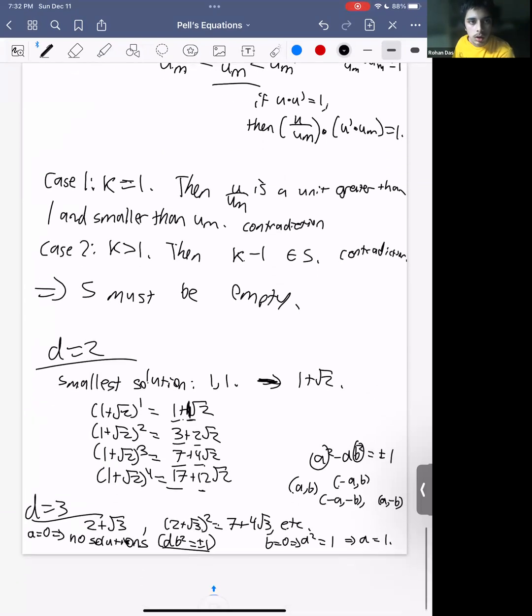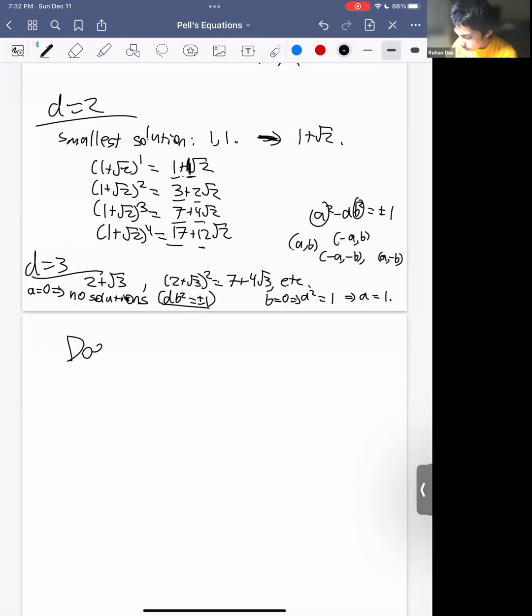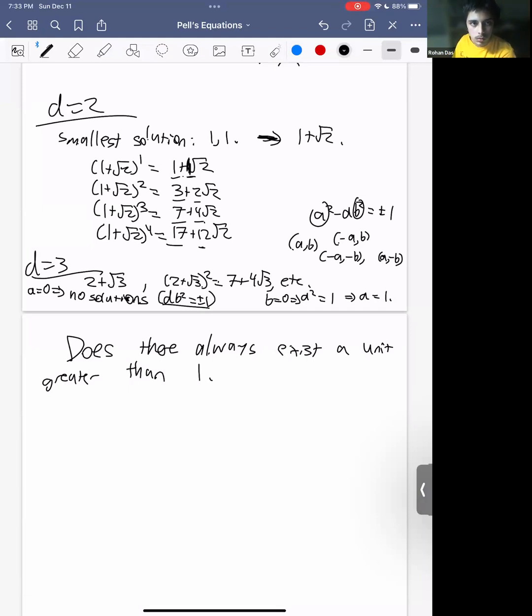And there is one assumption we made. Does there always exist a unit greater than 1? Because when I was showing that there exists a smallest unit greater than 1, I did that assuming that this is true. And it is actually true, but we are not going to cover that today. And it uses a completely different topic called continued fractions, which I will most likely give a talk on later.